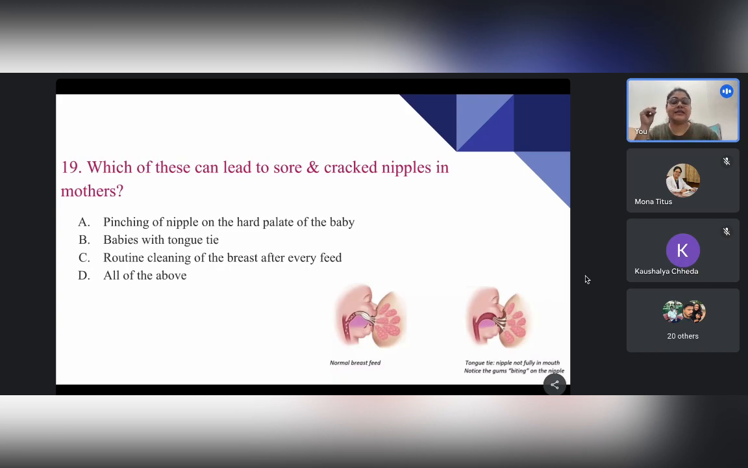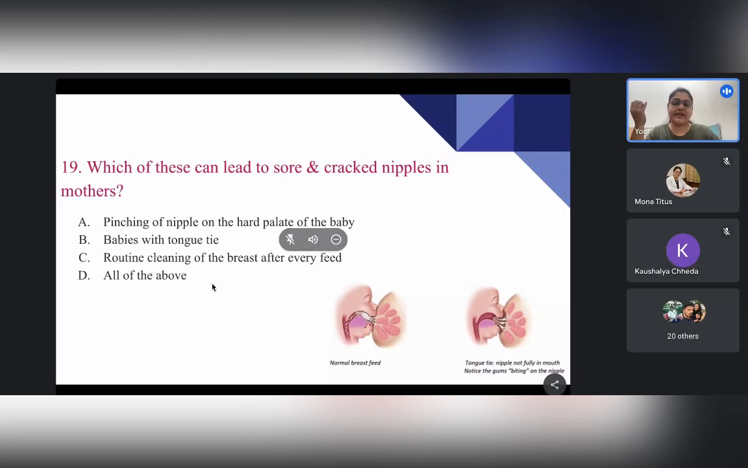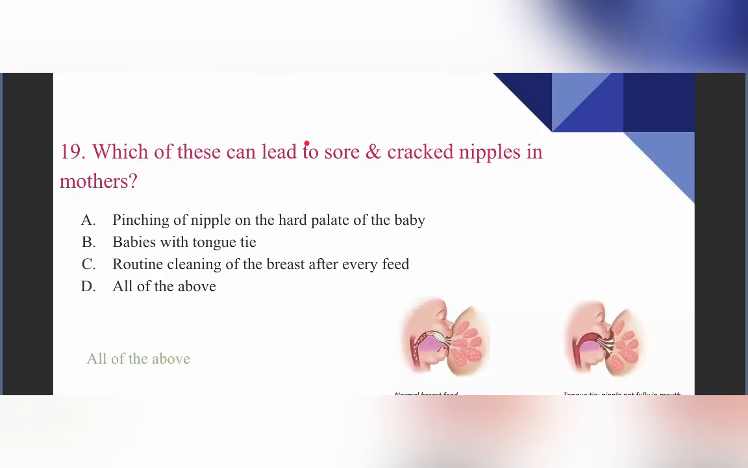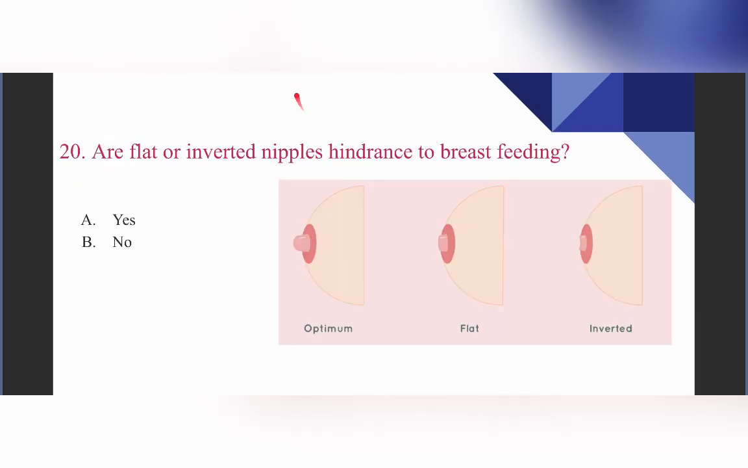So yes, as we can see in the image also, we have a normal breastfeed where the lower lip is very beautifully falling on the curvature of the lower areolar part, and then we have a tongue tie case where the nipple is not being properly inserted into the baby's mouth, and this is an improper position in which the breastfeeding is being done, which can lead to nipple injury, right? So the correct answer definitely is all of the above. So we'll move on to our next question.